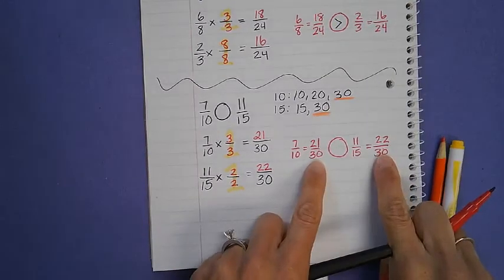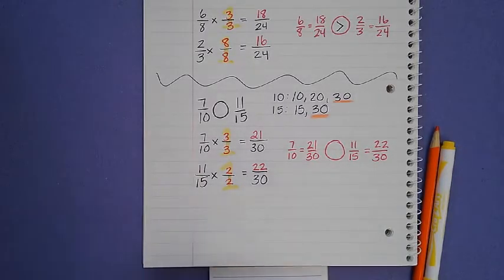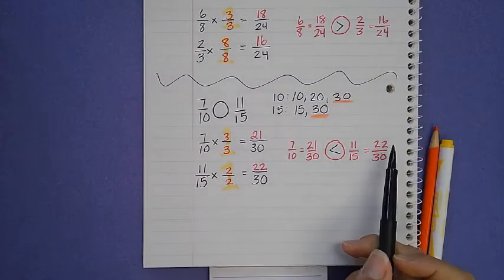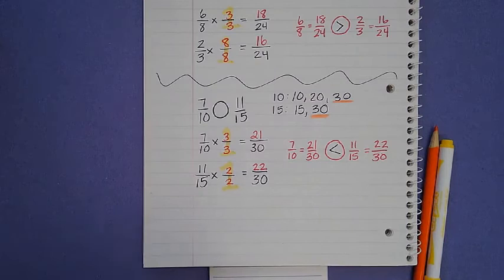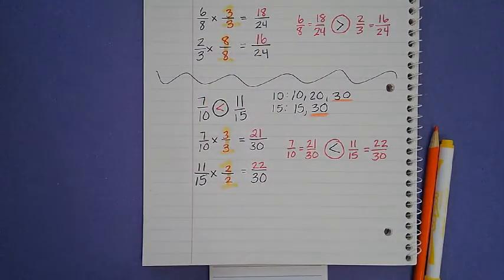Now that my denominators are the same, I can go ahead and compare the numerators. So I'm looking at 21 and 22. 21 is less than 22. So that means that 7/10 is less than 11/15.